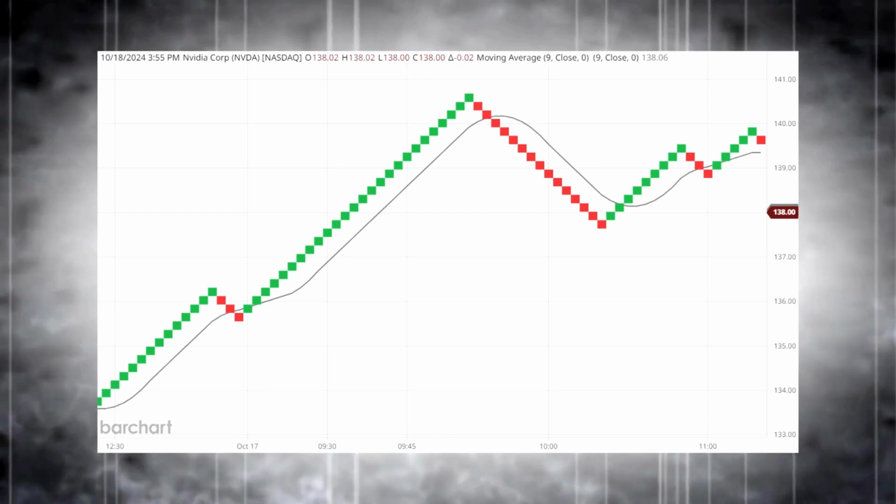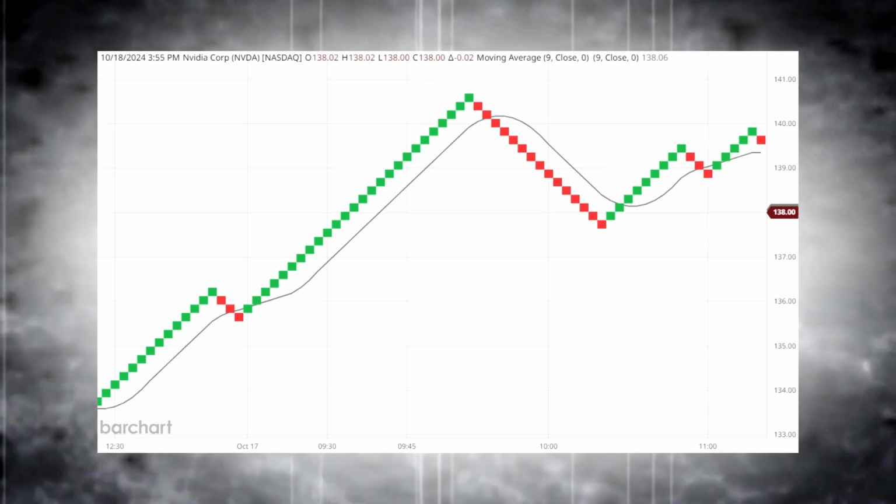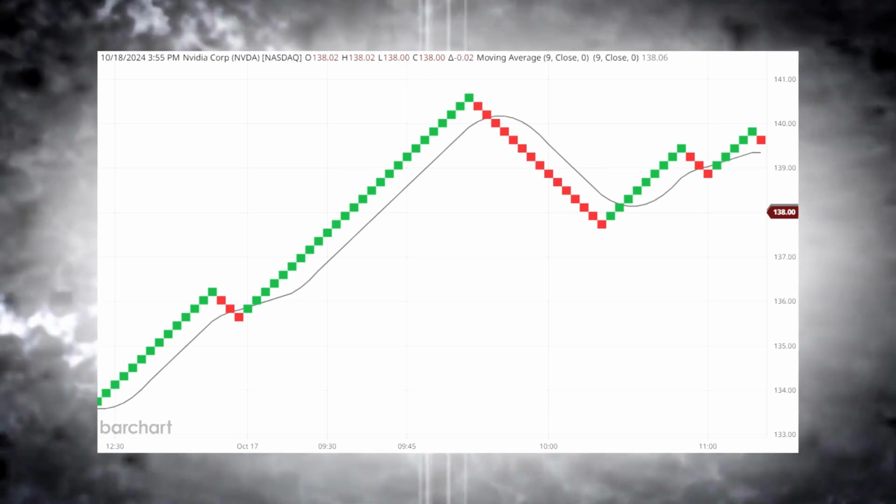In the same way, if you want to short Nvidia, you will have to wait for the red squares to cross below the moving average.